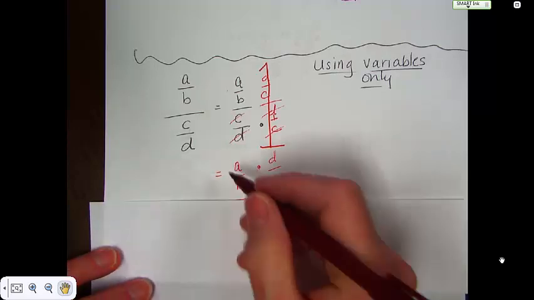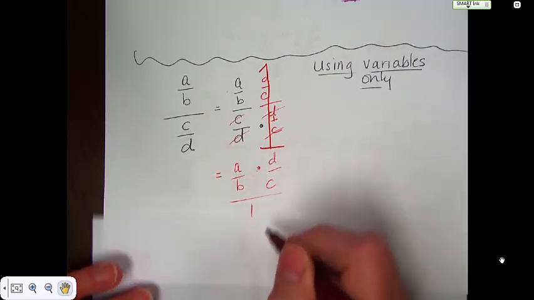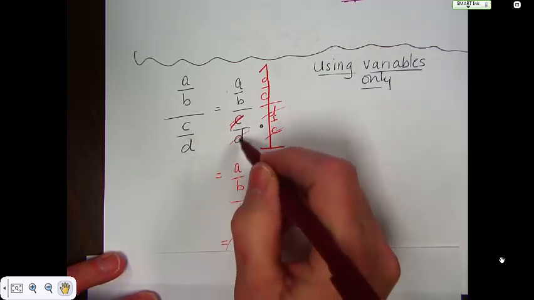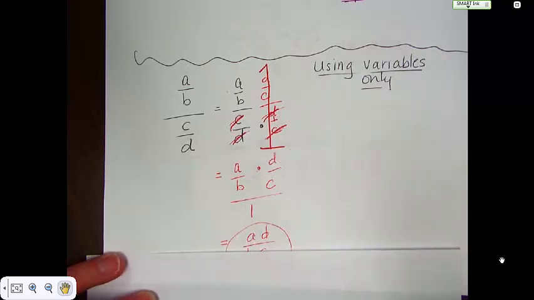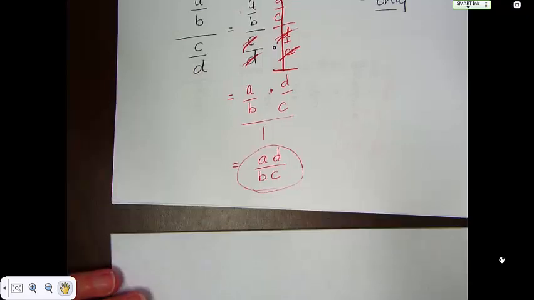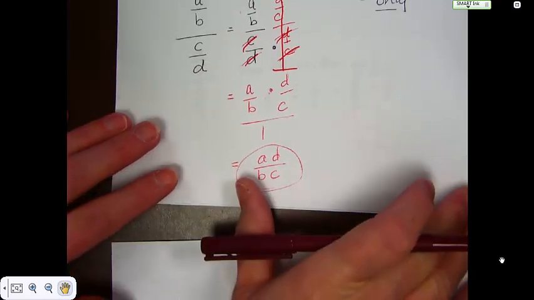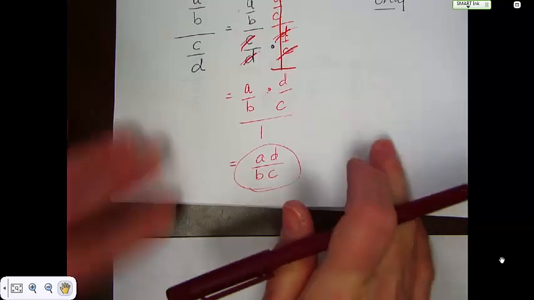And we end up with a over b times d over c all over 1, because this cross reduces out to be 1. And your final is a times d over b times c. And that's using variables only.